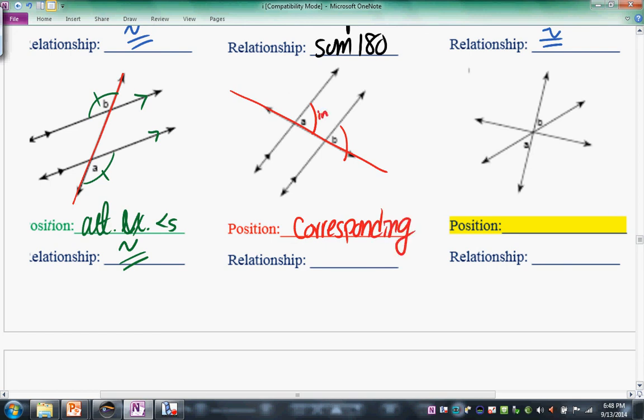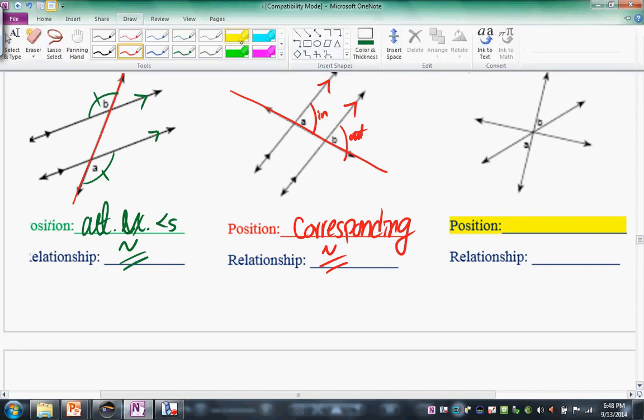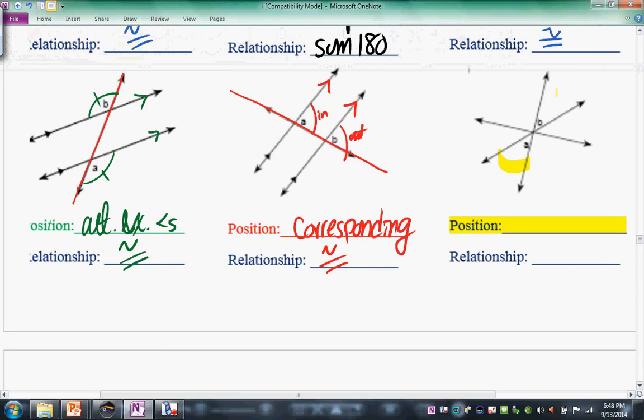Sweep A and B. Here we have one in, one out, same side. When lines are parallel, those are called corresponding. They are congruent. In this case, A and B, they're vertical. And they are always congruent.